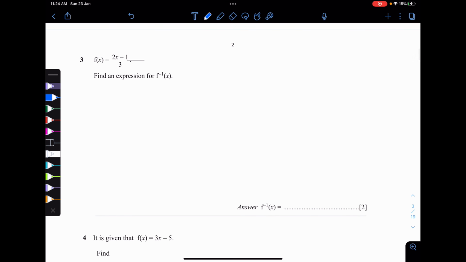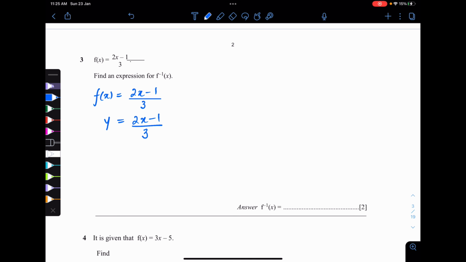There is a little bit of misprint, but I'll make sure I communicate clearly. So this was supposed to be written as (2x - 1) over 3. And just to clarify, this misprint isn't in the exam. Actually, when I was making these worksheets in an Adobe editor, this might have happened back then. So find an expression for f inverse of x. This is a pretty straightforward question. Put y instead of f of x, and then you have y = (2x - 1)/3.